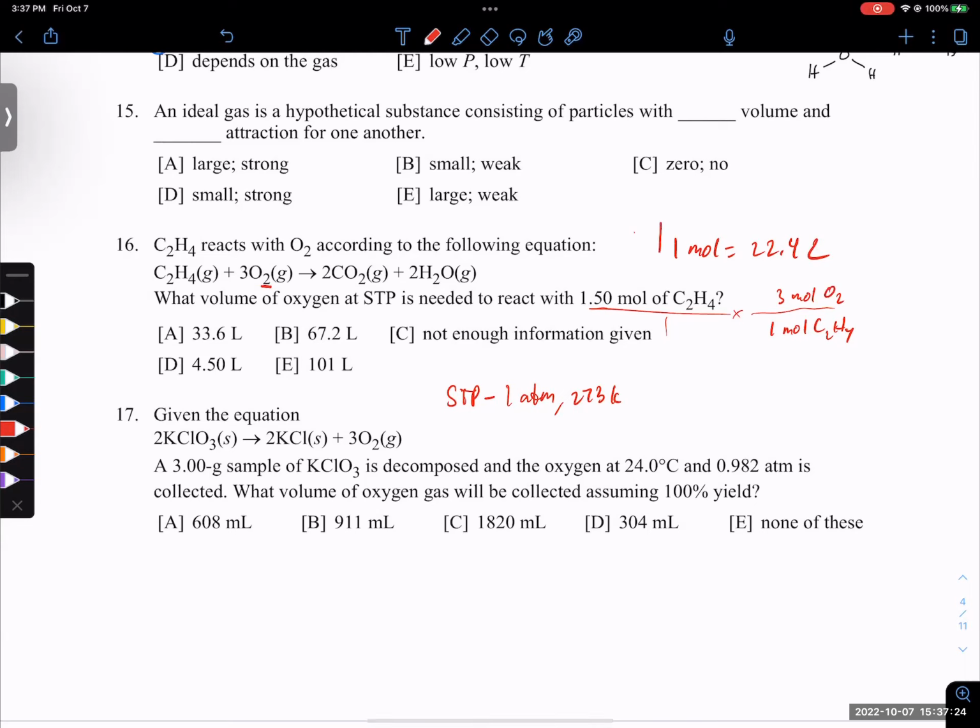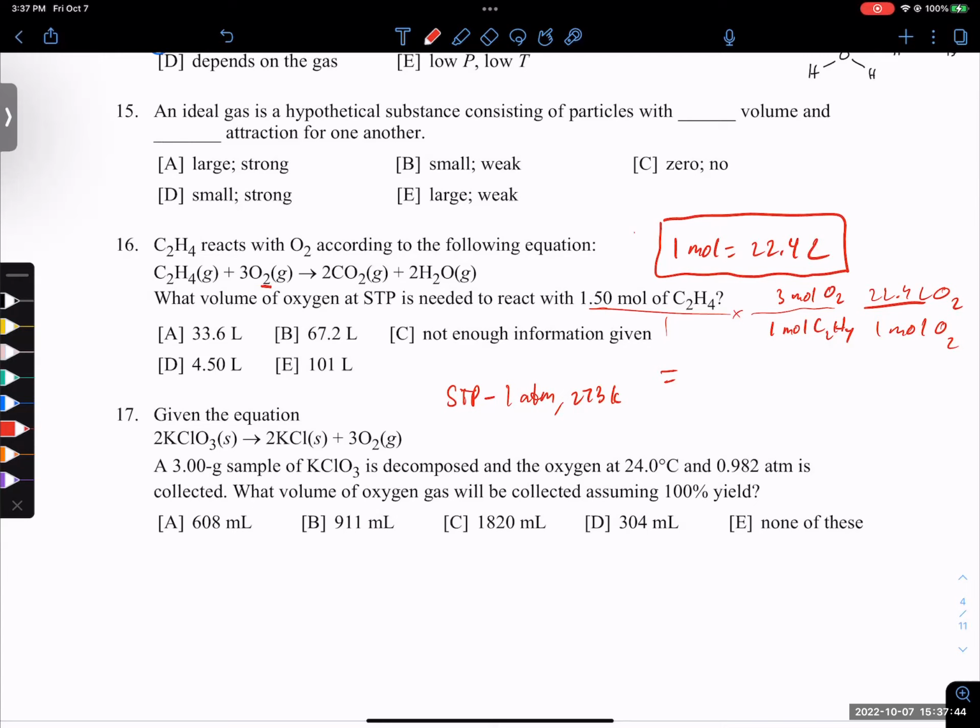Now this thing, the reason why it's so beautiful is you can use it as a conversion factor. So 1 mole of O2 will equal 22.4 liters of O2. So that'll give you your volume. And somebody asked earlier if we can just memorize that. Yeah, you can just memorize that. 1 mole is equal to 22.4 liters at STP.